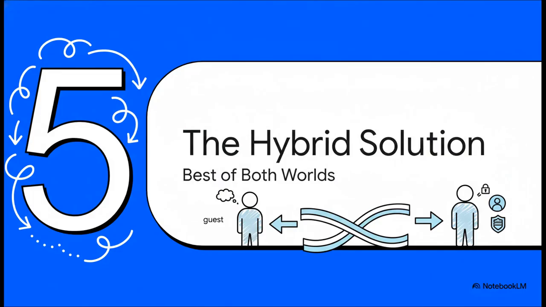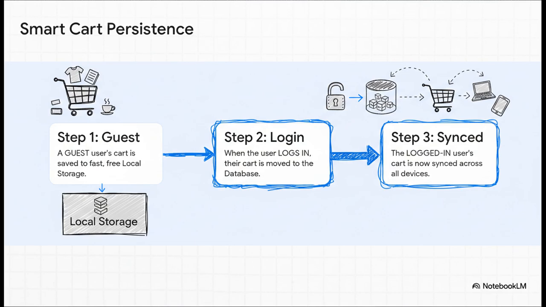And this leads us to the big reveal. The instructor explains that in the real world, this isn't an either-or choice. The industry standard solution is actually a clever hybrid model that gives you the best of both worlds. The secret is to think about your users in 2 different groups, anonymous guests and logged-in customers. Here's how this beautiful system works.